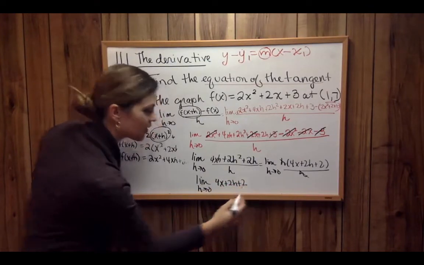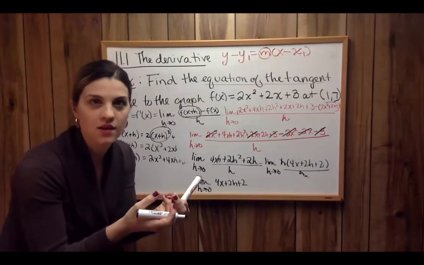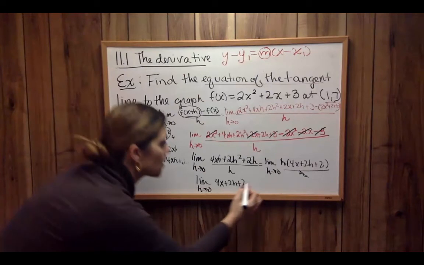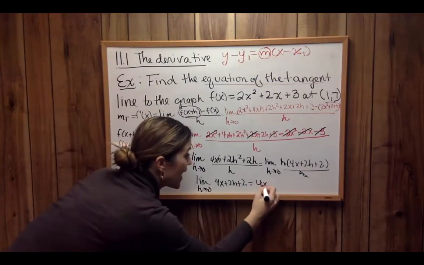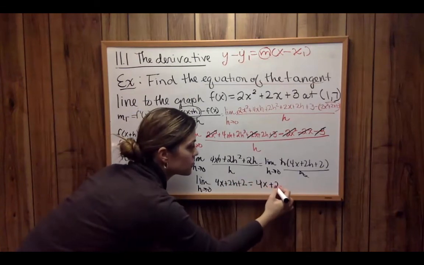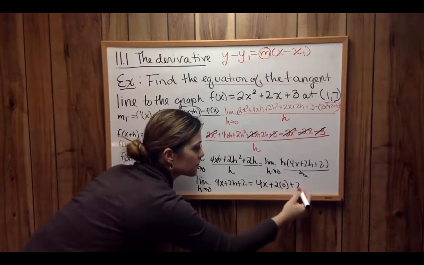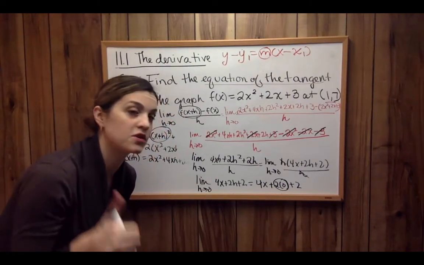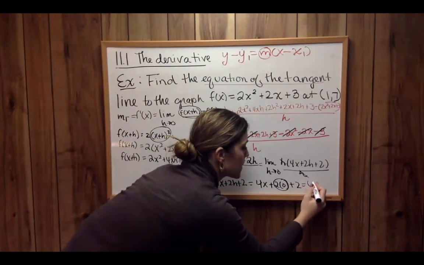Now, here's the key. Go back to the foundation of limits. H approaches 0. So wherever you see an h, put a 0. So this becomes 4x, x has no h. H is only here with a 2. Plus 2 times 0 plus 2. So it's that term that goes to 0. And you're left with the 4x plus 2. It's good.